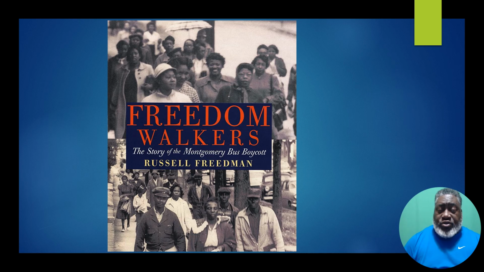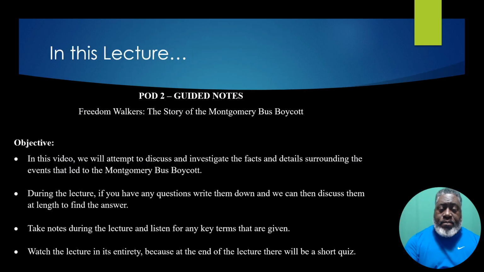We're in pod number 2, and now we're dealing with chapters 3 and 4 of the book Freedom Walkers, the story of the Montgomery bus boycott. Here are your guided notes along with this lecture. We are going to attempt to discuss and investigate the facts and details that surround the events that led to the Montgomery bus boycott. In doing so, we will try to find those areas that made it possible for it to become alive, as well as what the impact was.